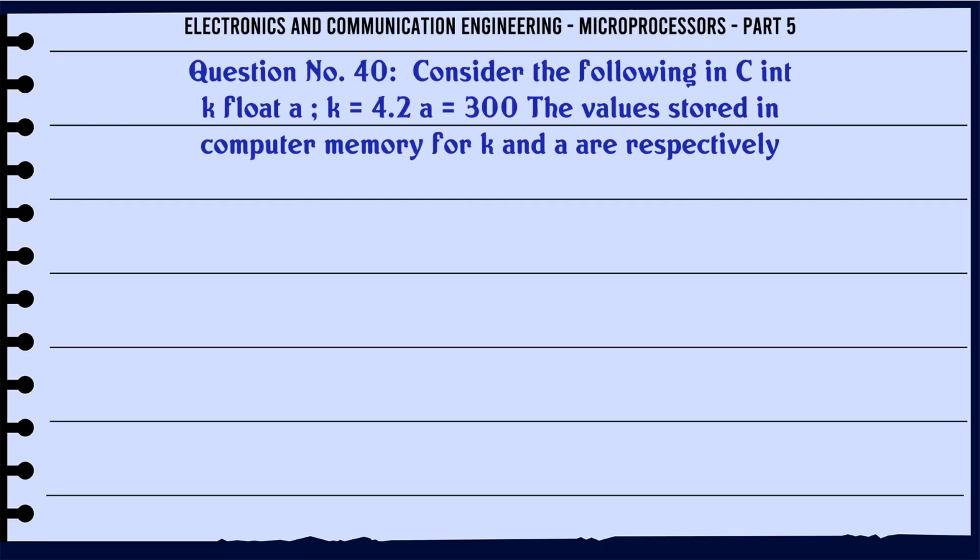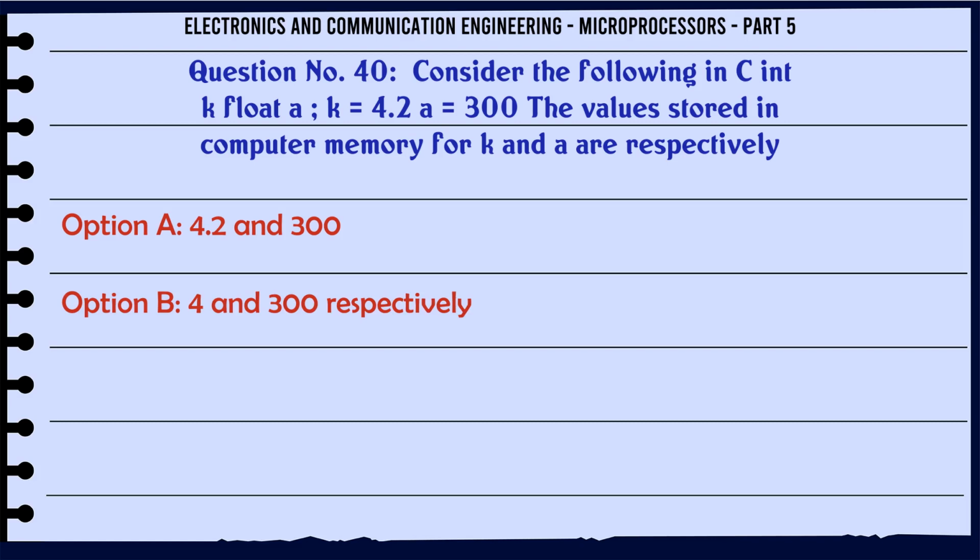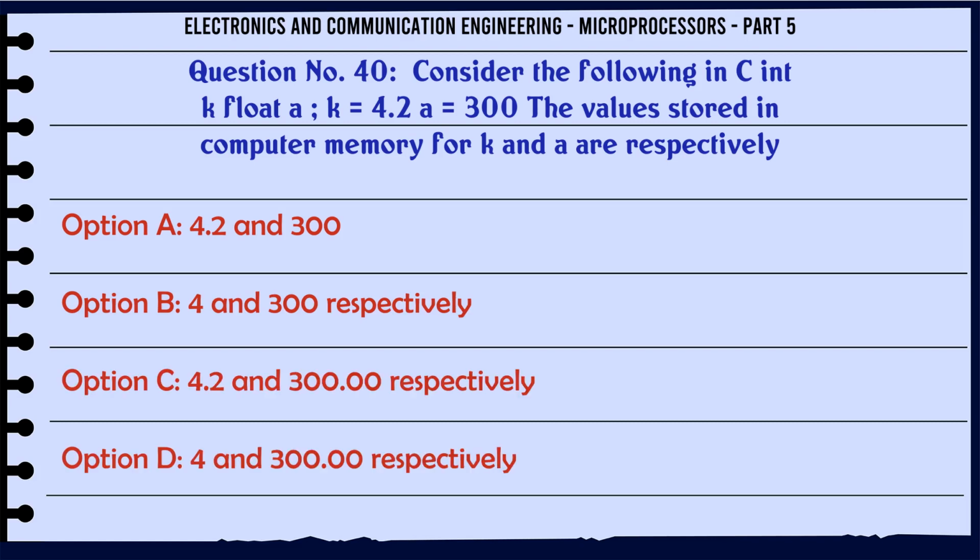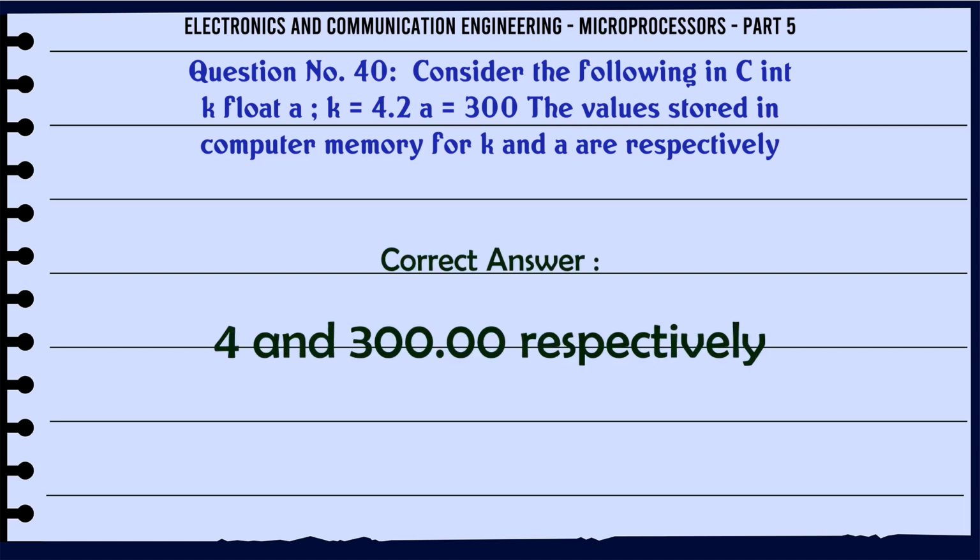Consider the following in C. int k; float a; k = 4.2; a = 300. The values stored in computer memory for k and a are respectively A. 4.2 and 300, B. 4 and 300 respectively, C. 4.2 and 300.00 respectively, D. 4 and 300.00 respectively. The correct answer is 4 and 300.00 respectively.